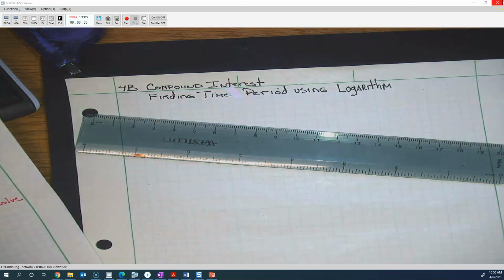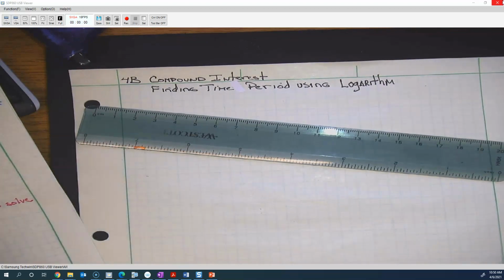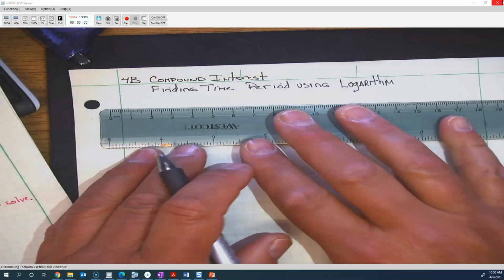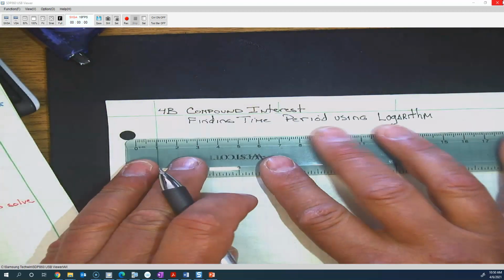Okay, pay attention over there. Hey, you. Turn off the cartoons. You know what logs are? You don't? Then pay attention.